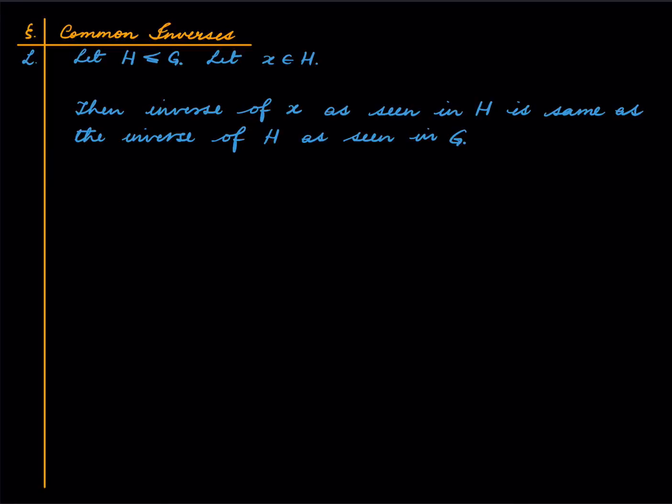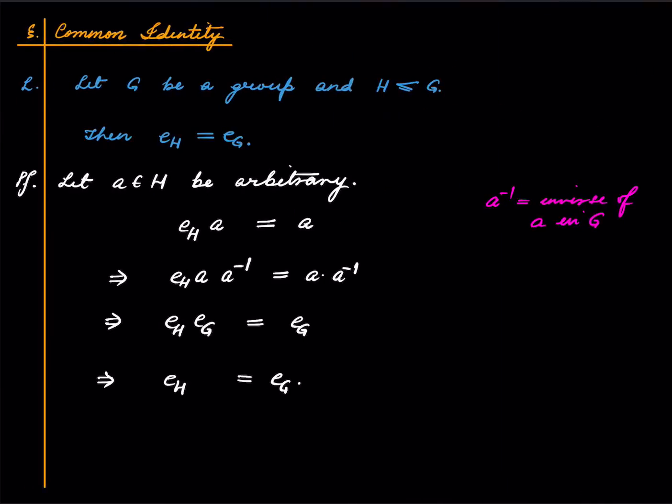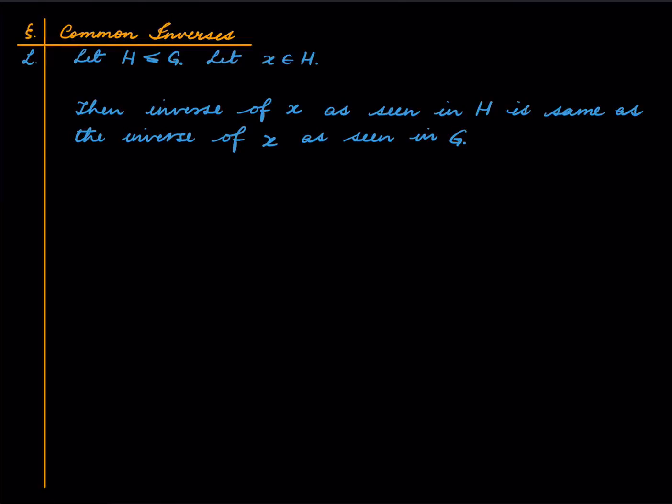Okay, similarly, we have the result that suppose we have a subgroup H of a group G and X is some arbitrary element in H, then the inverse of X as taken in H is the same as the inverse of X as taken in G. Right, so in the previous lemma, we were sensitive to the distinction that a priori the inverse of an element in H can be different from the inverse of the same element in G. But now we are making the point that actually we do not need to be so sensitive. Okay, so let's give a quick proof of it.